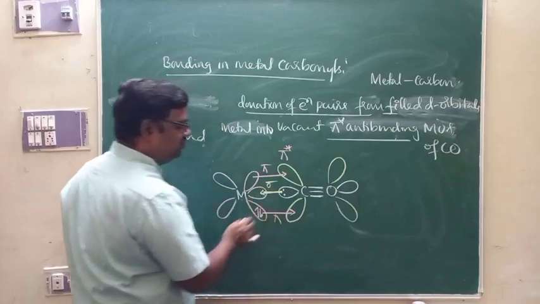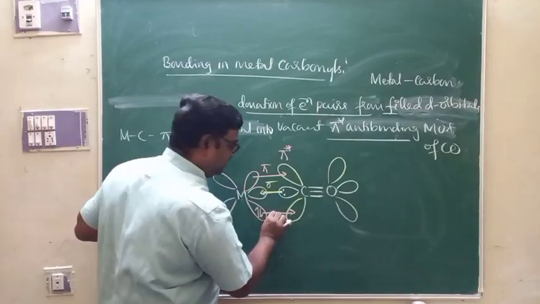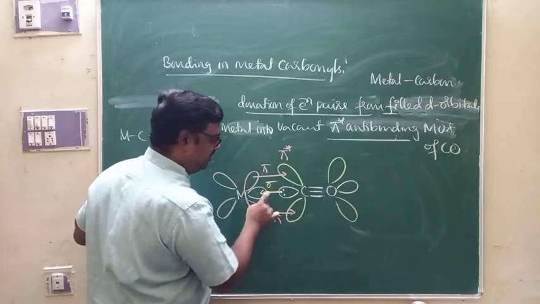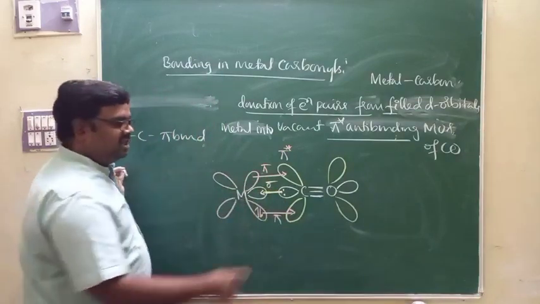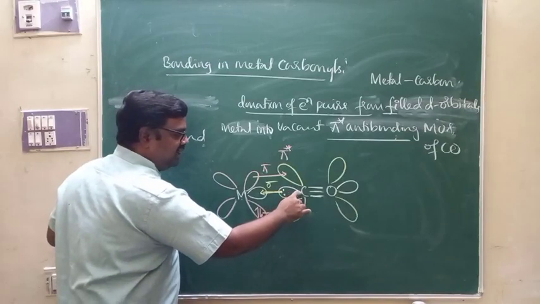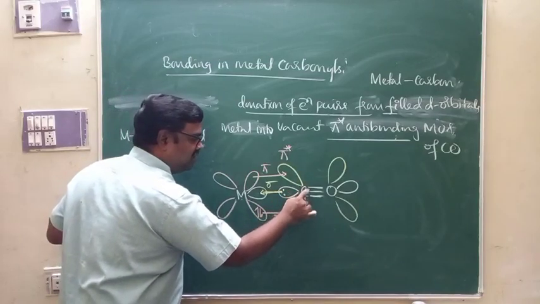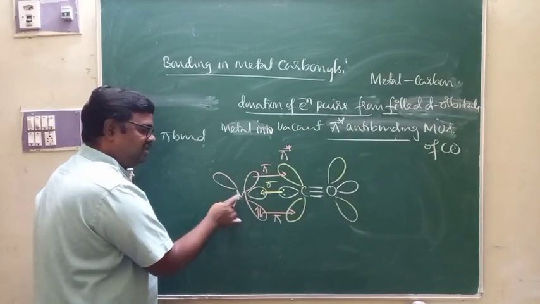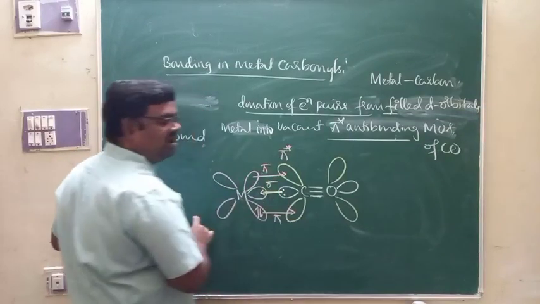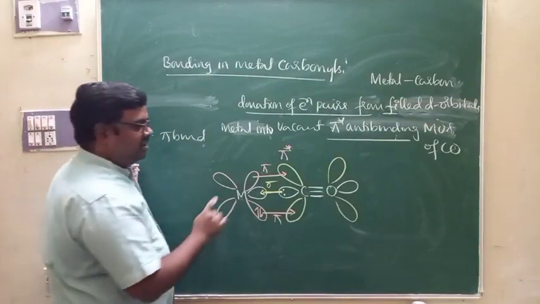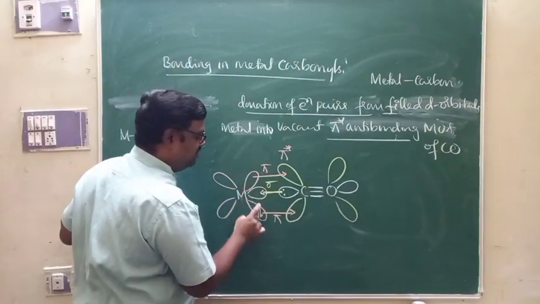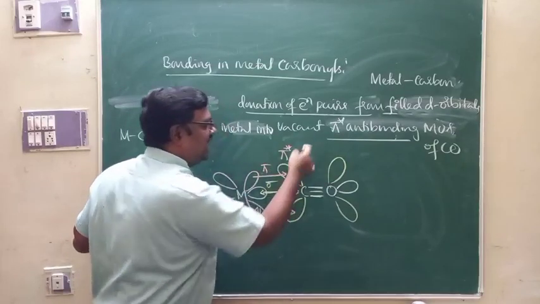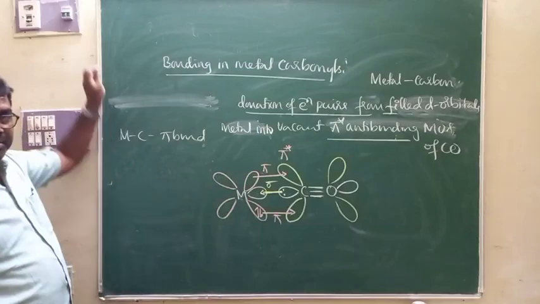Don't think that these are two pi bonds. It is one pi bond. Two together make one pi bond. This is one sigma bond. Sigma bond takes place by the donation of electron pairs from carbonyl carbon to the vacant orbitals of the metal, whereas pi bond is formed by the donation of electron pairs from filled orbitals of metal into the vacant pi star anti-bonding molecular orbitals of carbon monoxide.